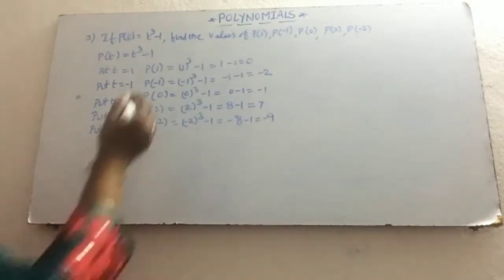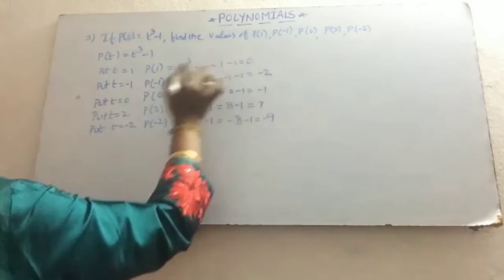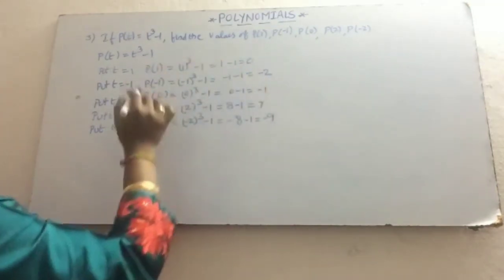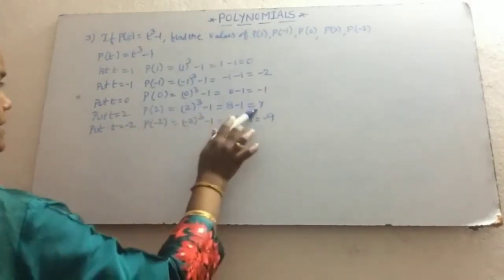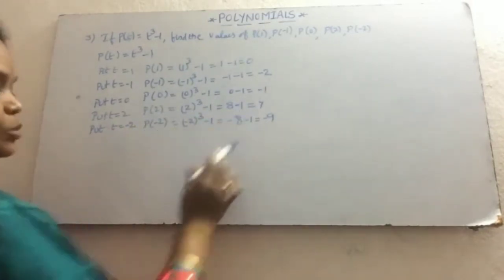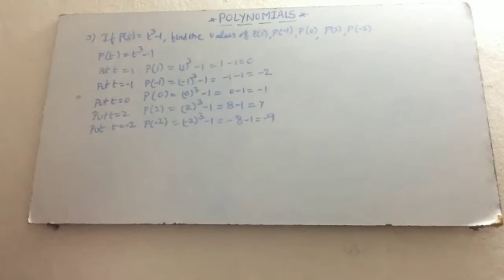So the value of P of 1 is equal to 0. P of minus 1 is minus 2. P of 0 is minus 1 and P of 2 is 7. P of minus 2 is minus 9.